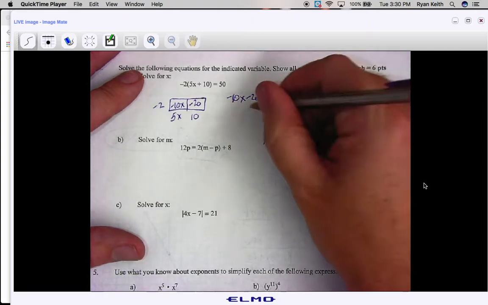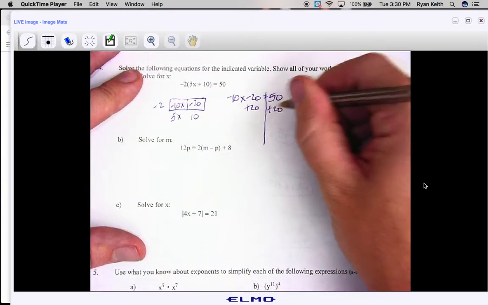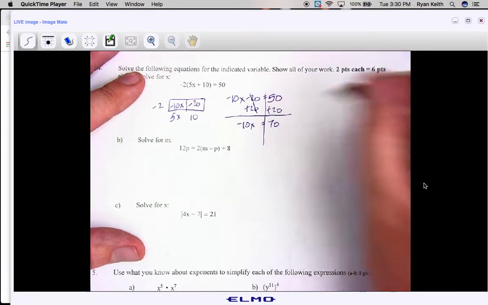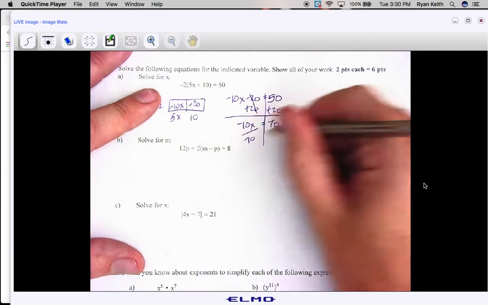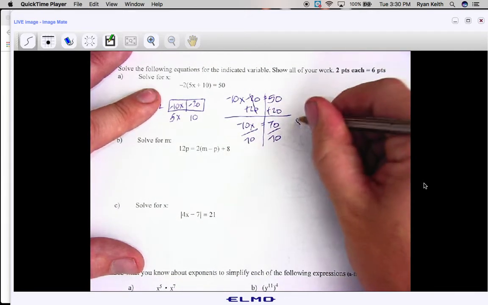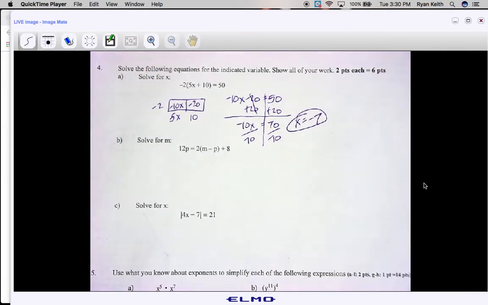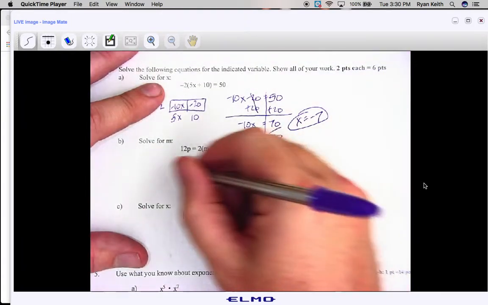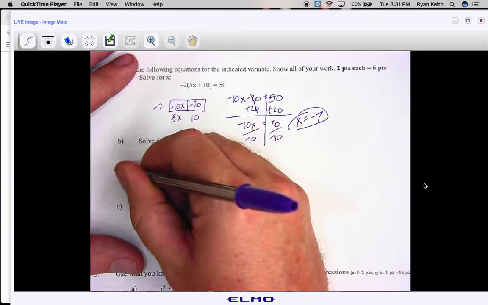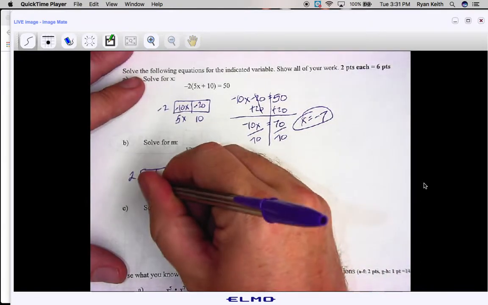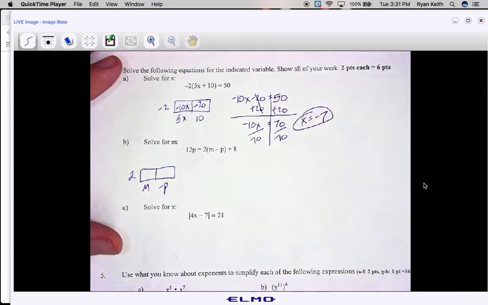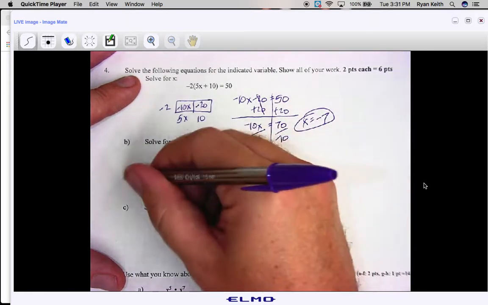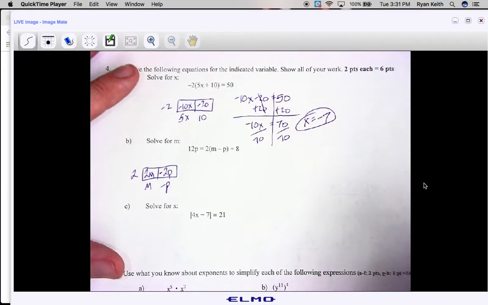Line down the equal sign, plus 20 to both sides. Negative 10x equals 70. Divide by negative 10, divide by whatever's in front of x. X equals negative 7. Done. Hey, look at letter B, more parentheses, more distributive property. So I'm going over here, I'm using my box picture, m and negative p, setting up my distributive property. 2 times m, 2m, 2 times negative p, negative 2p.